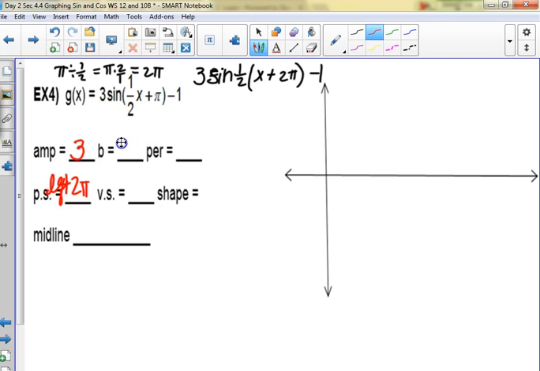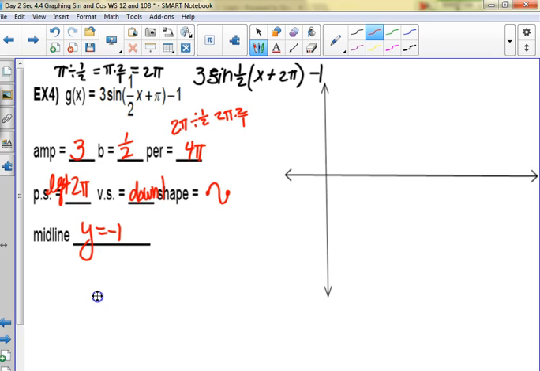I may have to not use this graph the way it's drawn. B is 1/2. So the period is 2 pi divided by 1/2, or 2 pi times 2 over 1, which is 4 pi. And the vertical shift is down 1, and the shape is a sine graph. And the midline is at y equals -1.